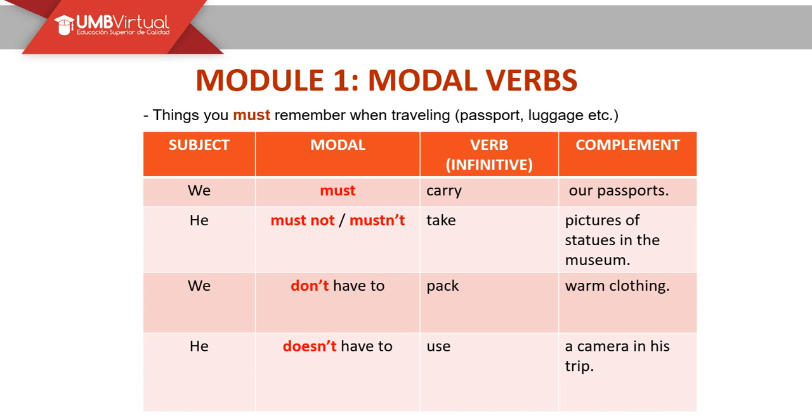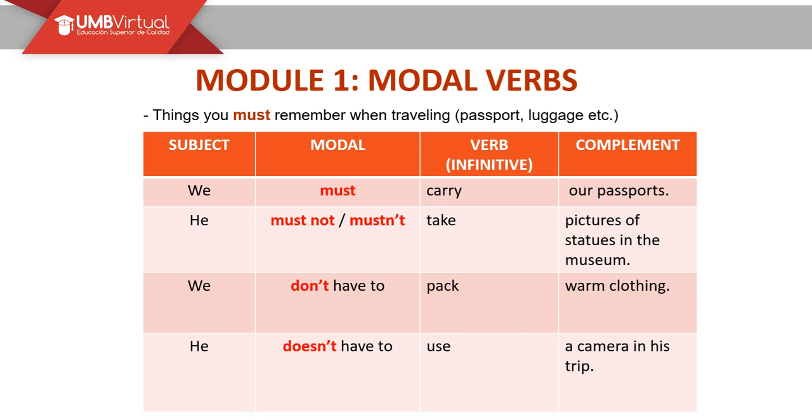So, modal verbs. These you must remember when traveling, past verb, language, and etc. Remember that we use must to talk about things that we consider obligations. It depends according to the context you're really going to focus on, but also to the intention of the speaker. We must carry our passports. If we're really going to travel, so we must carry them, of course. He mustn't or must not take pictures of statues in the museum. It's a prohibition, it's forbidden, right? Entonces recordemos dentro del contexto, digamos que tenemos ciertas obligaciones que debemos de cumplir.